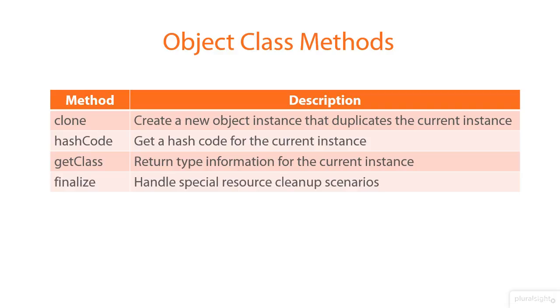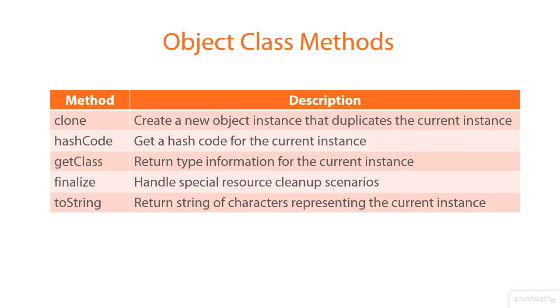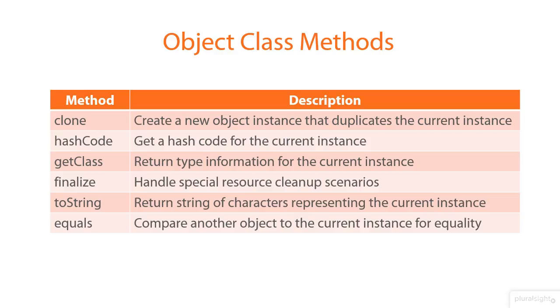The finalize method is part of resource cleanup. In most cases, you won't do very much with the finalize method. Then we have the toString method that returns back a string of characters representing the current instance. We're actually going to talk about that one more in the next module. And the last one is the equals method, which you use to compare one object instance to another. We're actually going to talk about that one in the next clip.